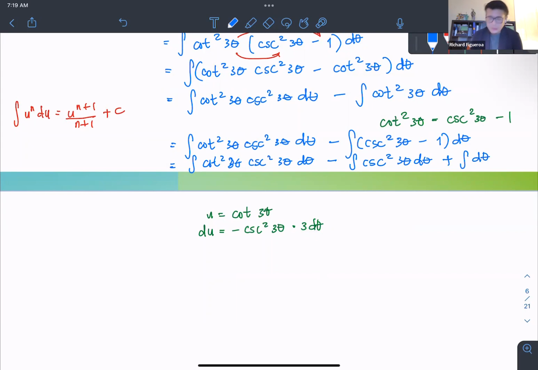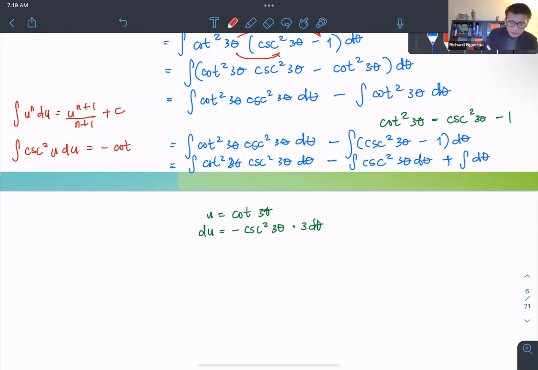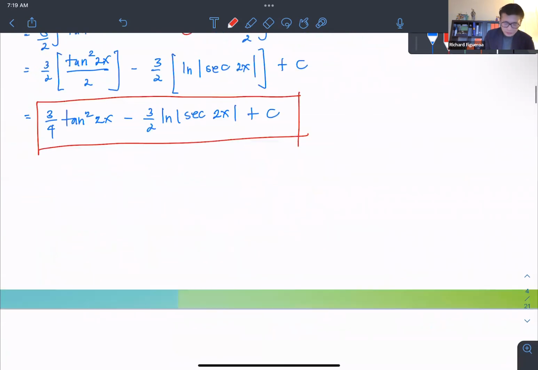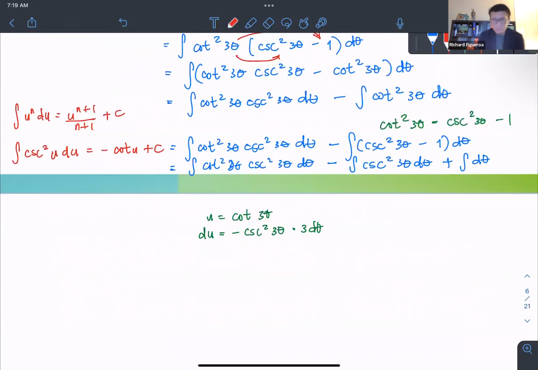Okay? So we still need to transform the cotangent squared. Kasi wala siyang direct integral. It is the cosecant squared that has the direct integral. So the integral of cosecant squared u du, so that would be equal to negative cotangent u plus c. So yung kanina secant, ay tawag dito, tangent. No? So this one is cosecant squared.